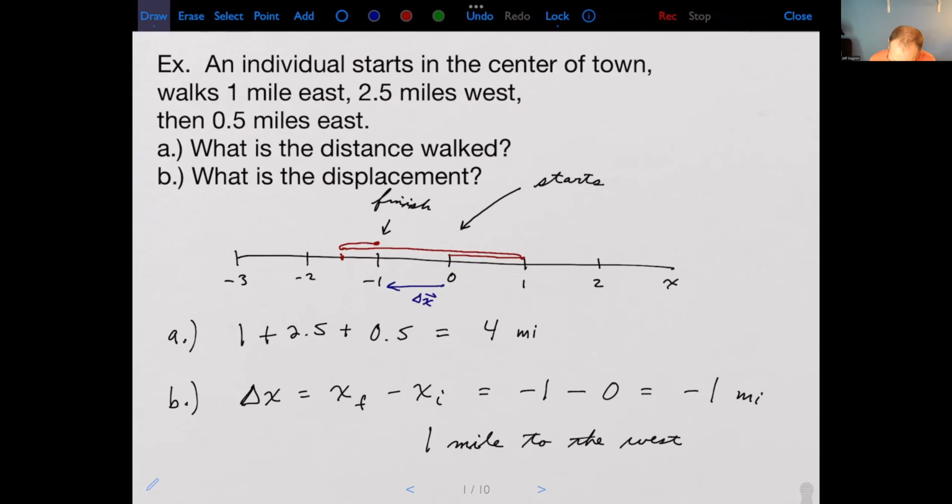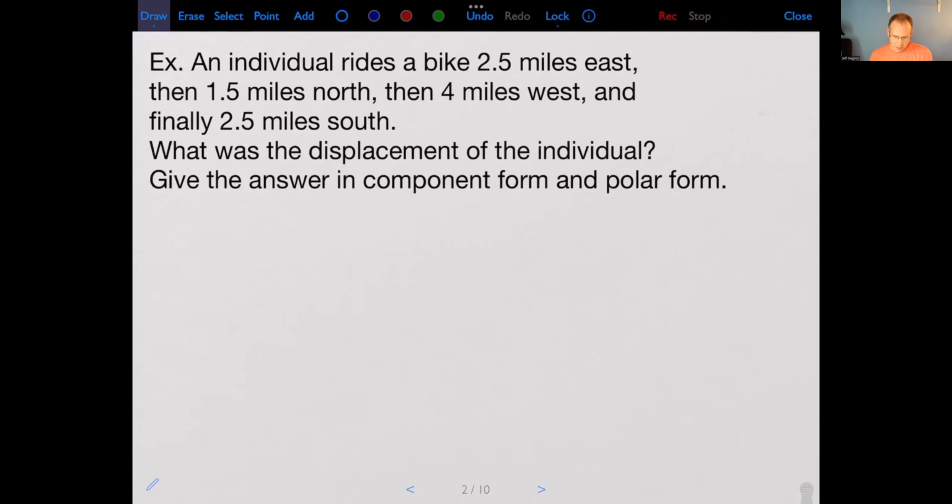Okay, here's another example. You're told that an individual rides a bike 2.5 miles east, then 1.5 miles north, then 4 miles west, and finally 2.5 miles south. And we want to compute the displacement of the individual. So we want to add up all these individual displacements to get the total displacement of the individual. This is going to be a vector, and let's say we want it in component form and polar form.